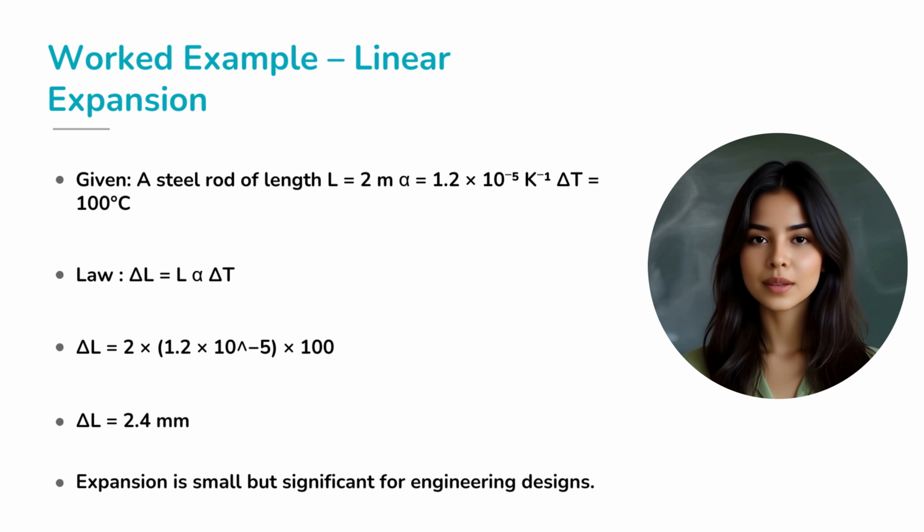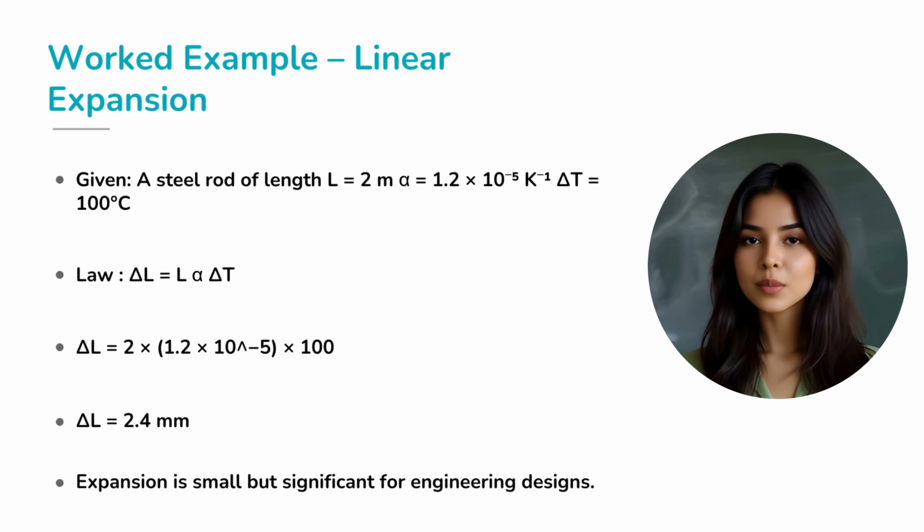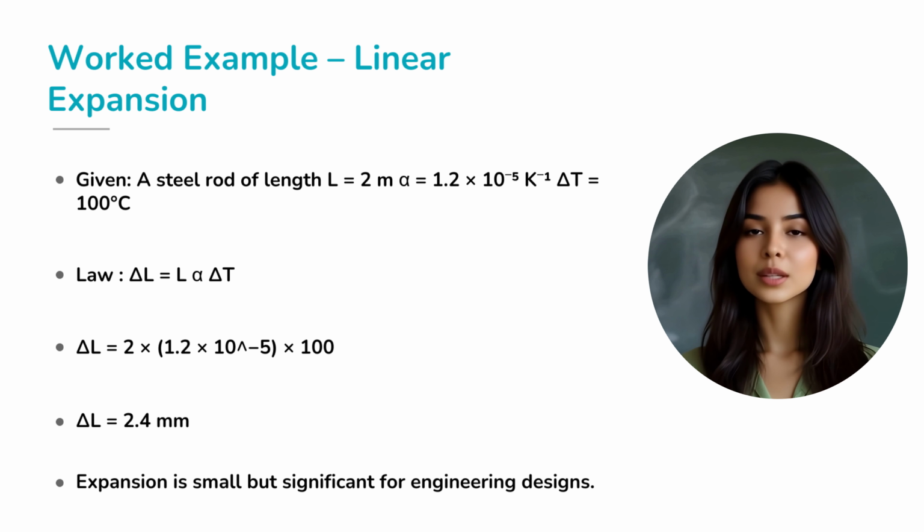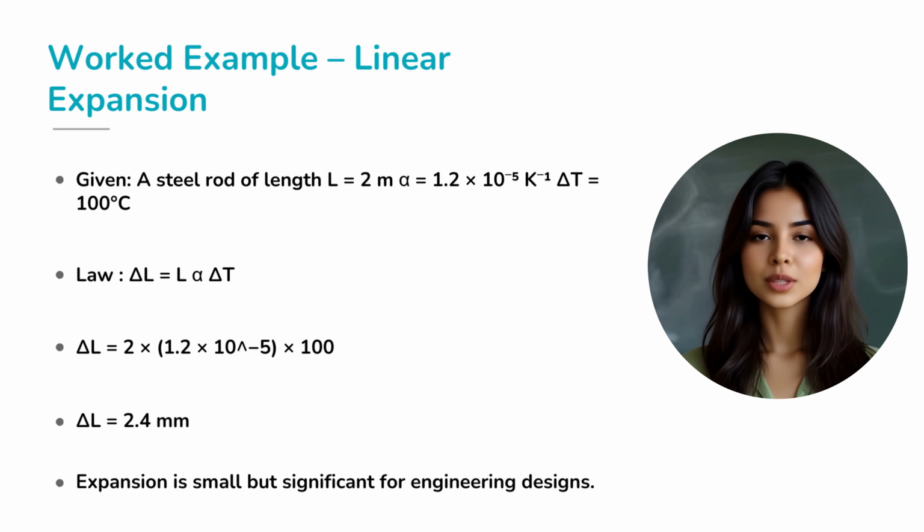We start with the law, delta L equals L multiplied by alpha multiplied by delta T. Now substitute values. Delta L equals 2 multiplied by open bracket 1.2 into 10 power minus 5 close bracket multiplied by 100. That simplifies to delta L equals 2.4 into 10 power minus 3 meters, which is the same as 2.4 millimeters. Notice how even a few millimeters of expansion matters in real structures. Imagine hundreds of meters of railway track expanding. The effect can be huge.